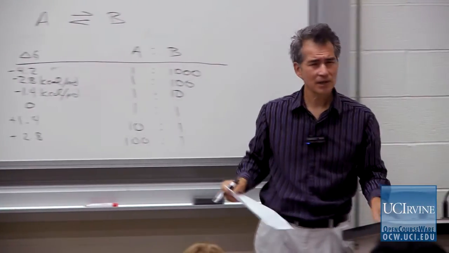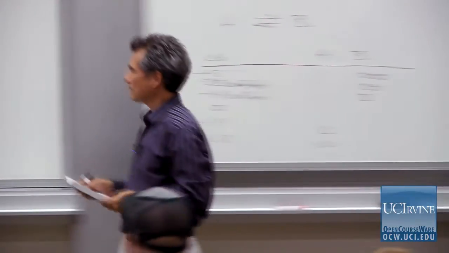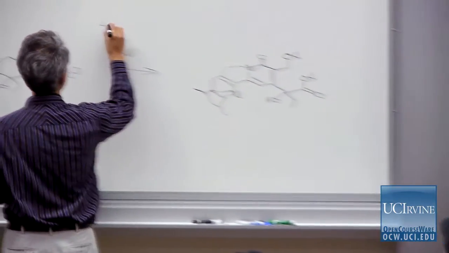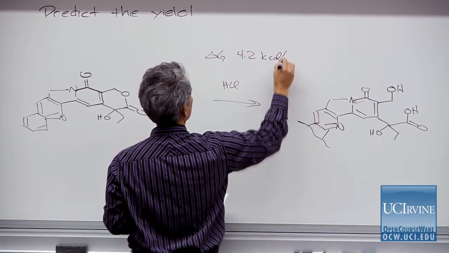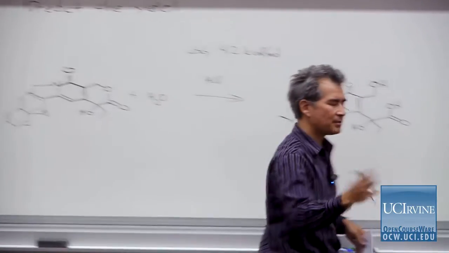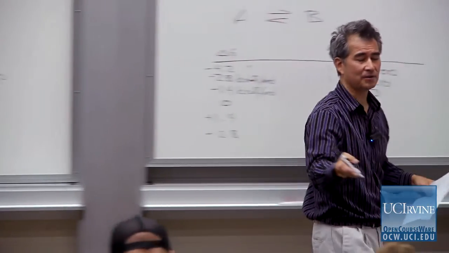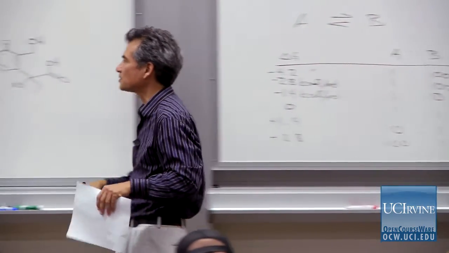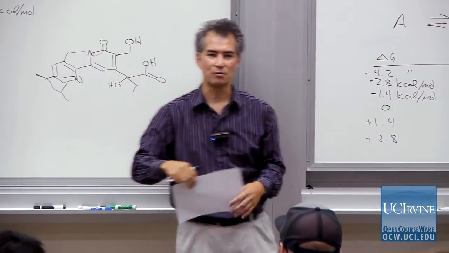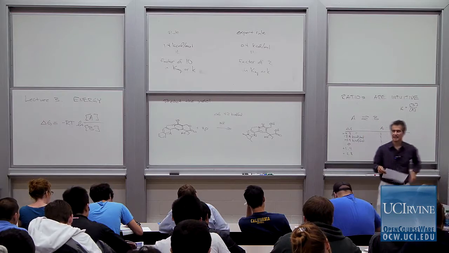in order to give this hydroxy acid, then what kind of yield can you expect for this reaction? I can tell you right now that the free energy change is this. And why would you want to hydrolyze that open? It turns out that if you don't, it's not soluble. It has very poor solubility. You can't administer this particular derivative of irinotecan as a drug.